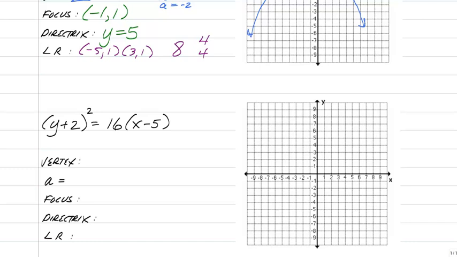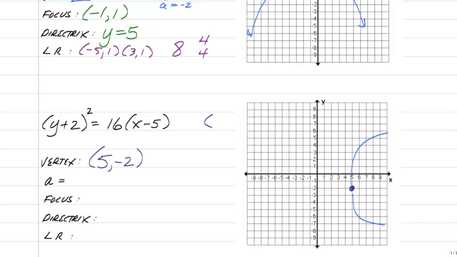Here we go. We have a vertex of 5, -2. Remember, the 5 goes with the x and the 2 goes with the y, so you have to be careful. If we go to 5, -2, we are going to be starting right there. Now again, this is y squared. It's positive, so this is going to open to the right. Just like we did in the last one, think right, but that's not your graph yet.